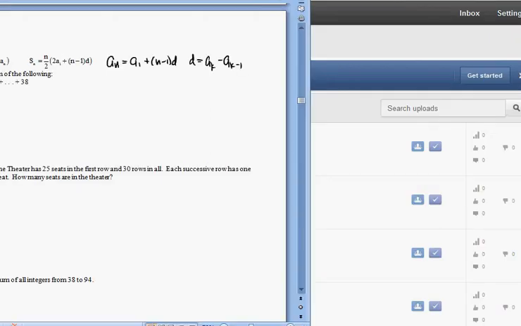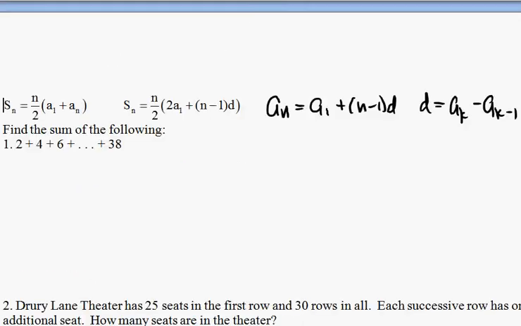Okay, we'll look at some arithmetic sum problems here. We have two sum formulas that were proved in the previous video. Number of terms, first term, last term. Number of terms, first term, number of terms, common difference. Here's our general term of an arithmetic sequence. The nth term is equal to the first term plus the number of terms minus 1 times the common difference. And the common difference is known as the difference of two consecutive terms.